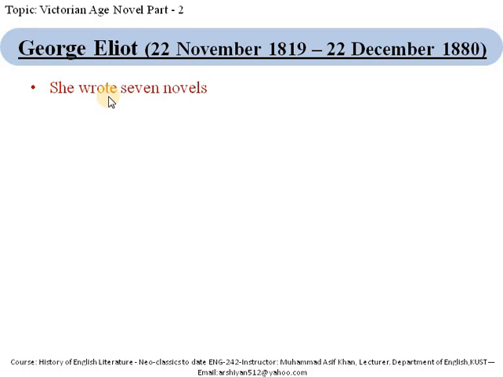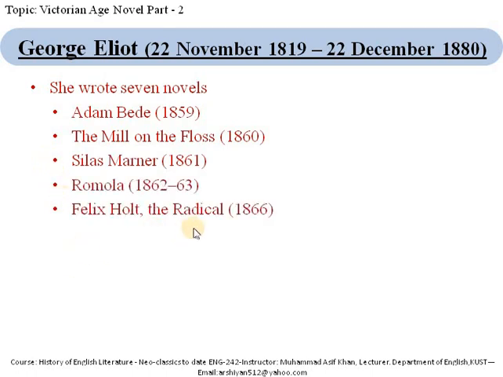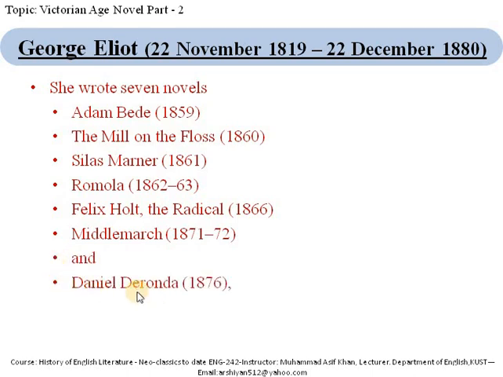Dear students, she wrote 7 novels, and these have great importance in the history of the English novel. The first one is Adam Bede. The second is The Mill on the Floss. Then we have Silas Marner, Romola, Felix Holt, The Radical, where The Radical is the subtitle of this novel. And then we have Middlemarch and Daniel Deronda. These are the 7 important novels of George Eliot.